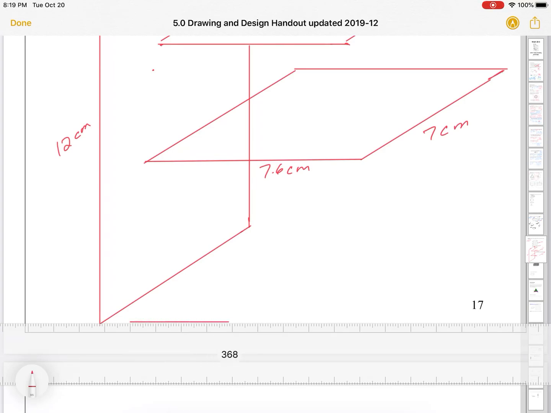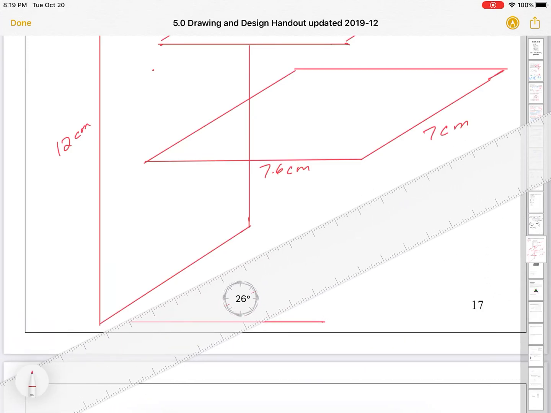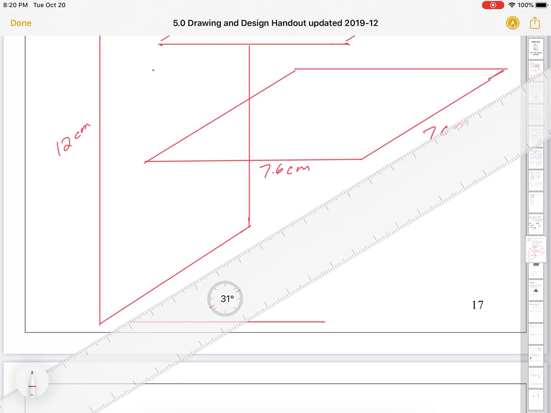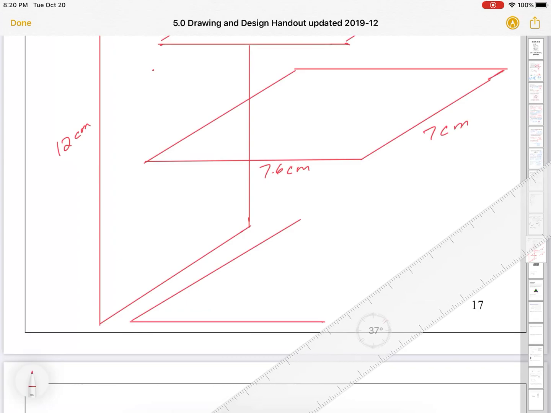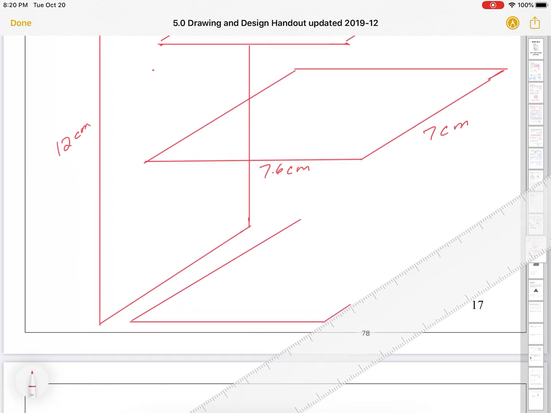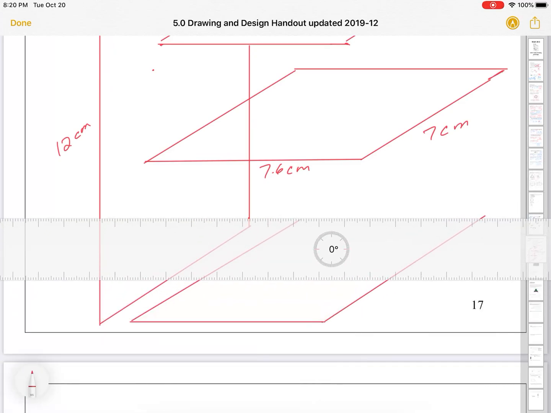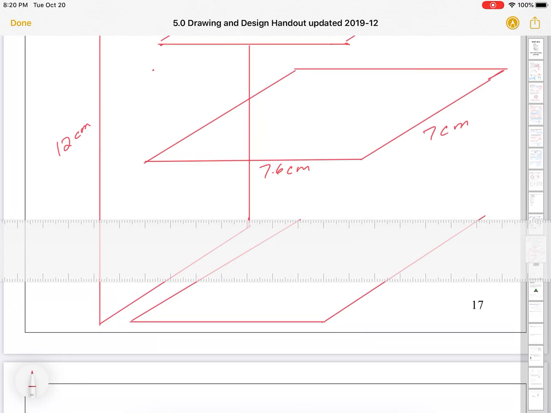1, 2, 3, 4, 5, 6, 7.6, right? Okay. And then about 30. Oh, whatever. Okay. 1, 2. Okay. And then another. And I'm going to finish it up with my 0. I got pretty good at eyeballing that one.